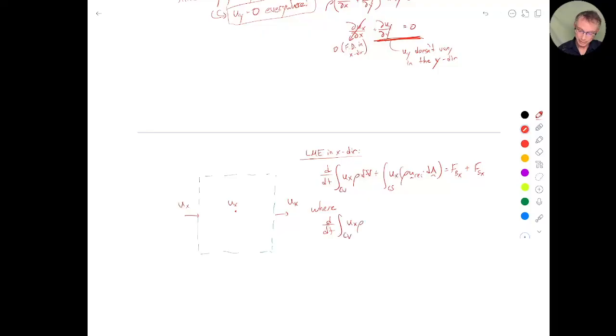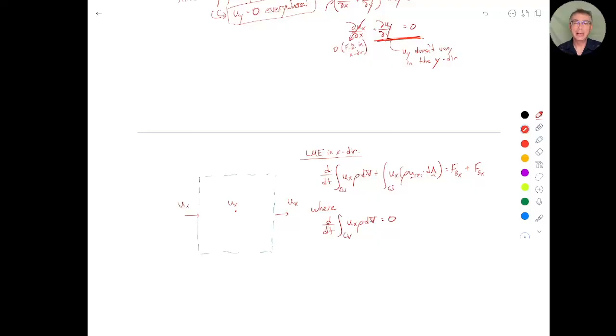So let's figure out, this is the time rate of change of x linear momentum inside the control volume. Well, we said that we're dealing with a steady state, so nothing is changing. The ux velocity is not changing with time, the density is not changing with time, the volume is not changing with time, so this term is 0. Again, everything's just fixed with time, no variation with time.